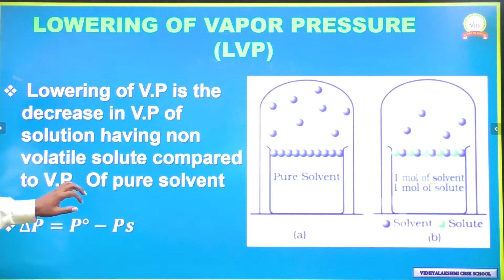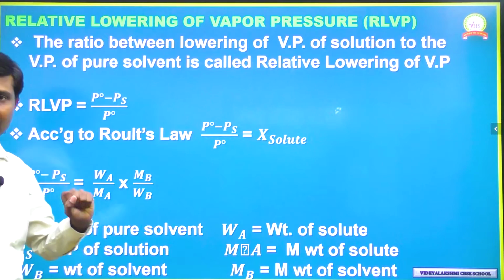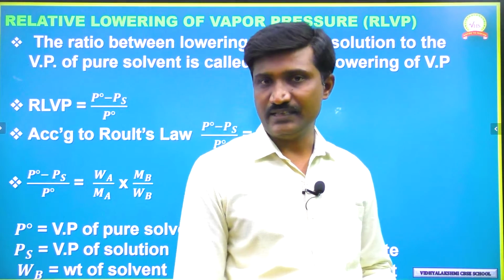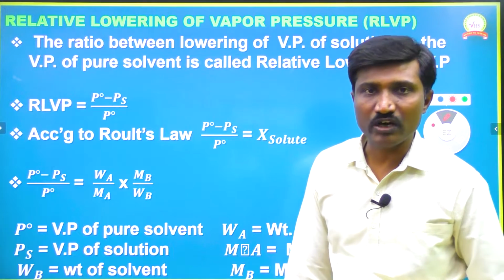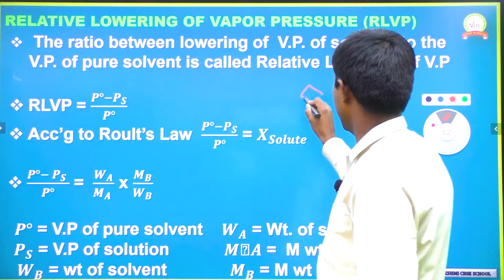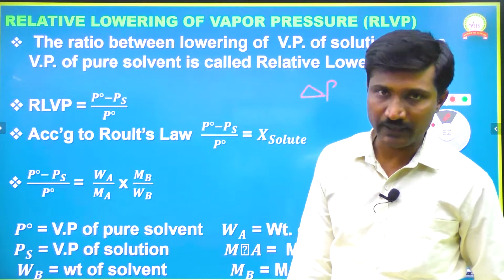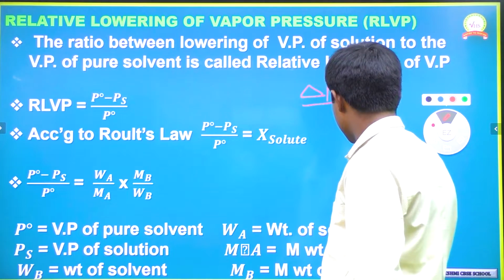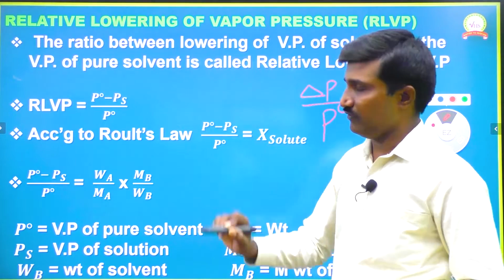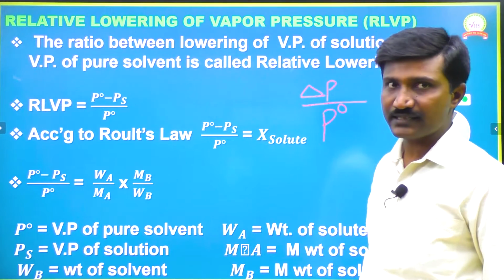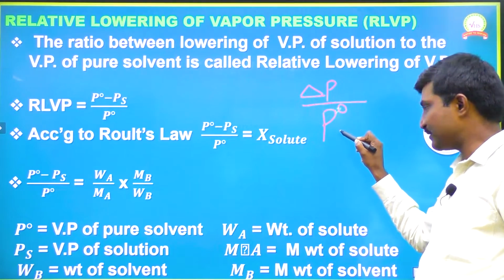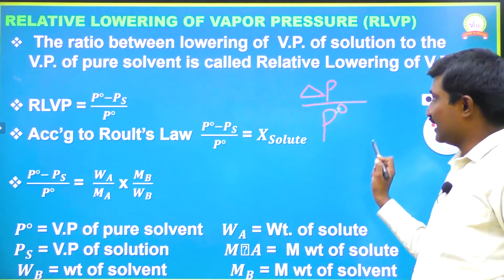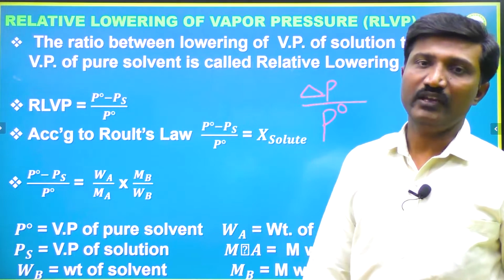Now let us see what relative lowering of vapor pressure is. If we take the ratio between the lowering of vapor pressure and the vapor pressure of the pure solvent, that ratio is called relative lowering of vapor pressure. We just discussed that lowering of vapor pressure is delta P, and I represent the vapor pressure of the pure solvent as P naught. Comparing the lowering of vapor pressure of a solution with the vapor pressure of the pure solvent gives the relative lowering of vapor pressure.